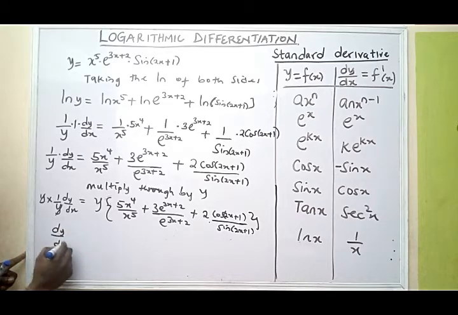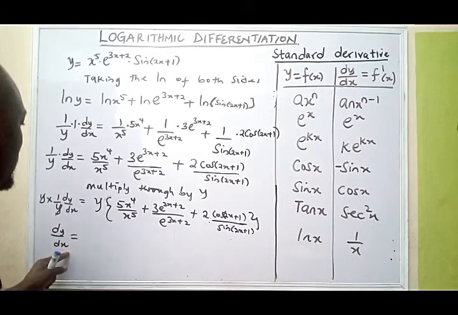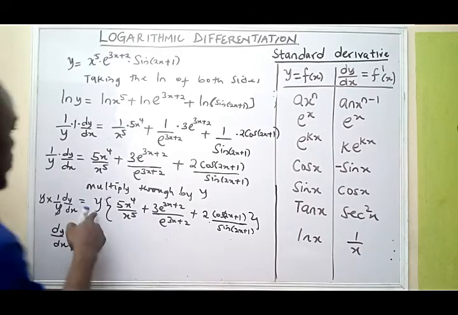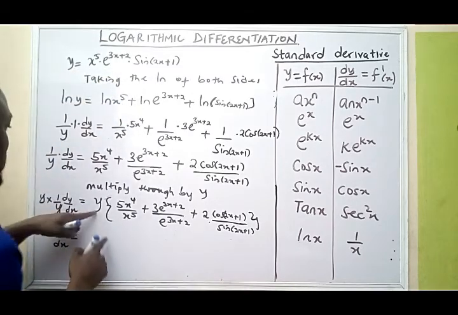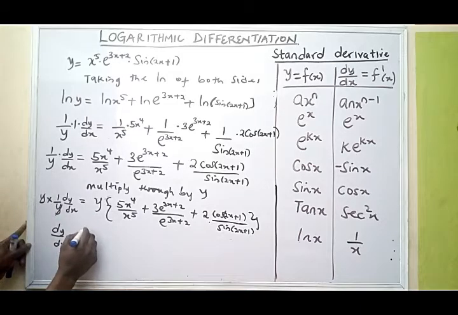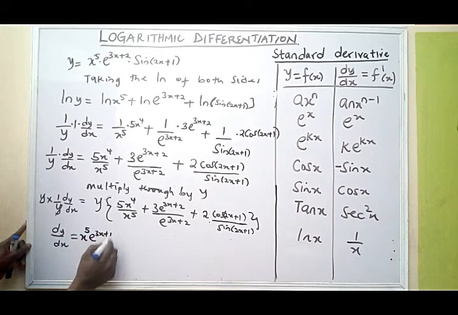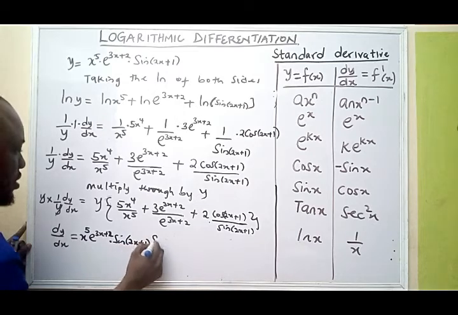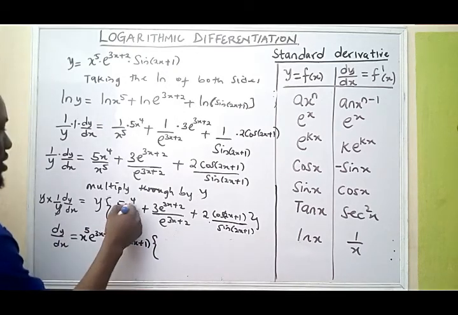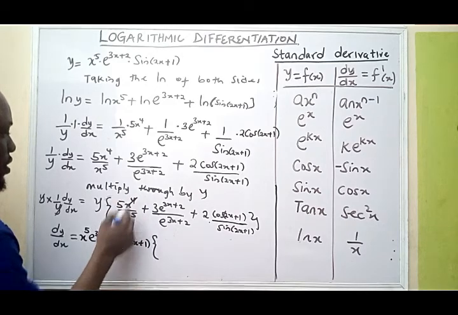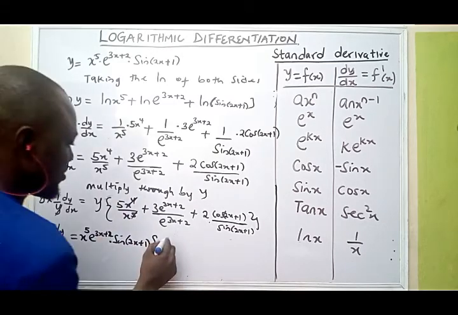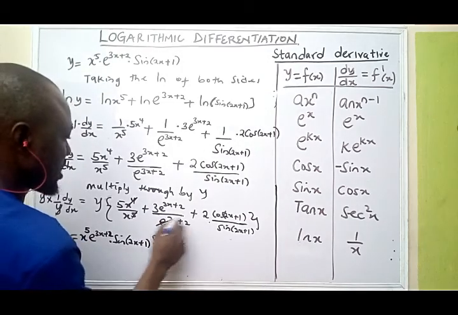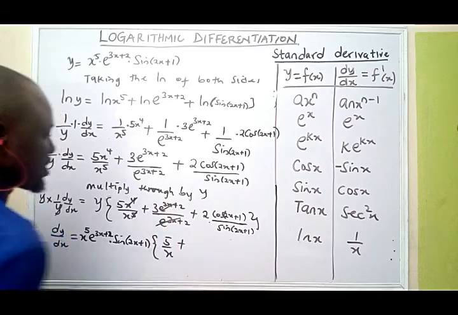So dy/dx, my answer, should be in terms of x. So I'm going to plug in the original expression for y, which is x^5 e^(3x+2) sine of 2x plus 1. Now this will cancel out: 4 of the x powers cancel, so I have 5 over x left, then plus e^(3x+2) cancels e^(3x+2).